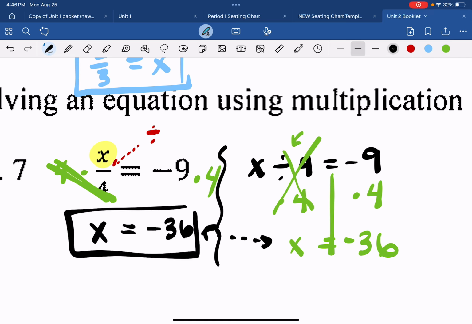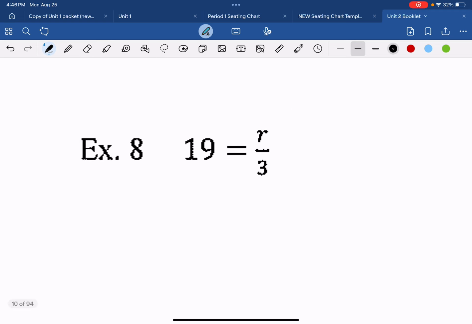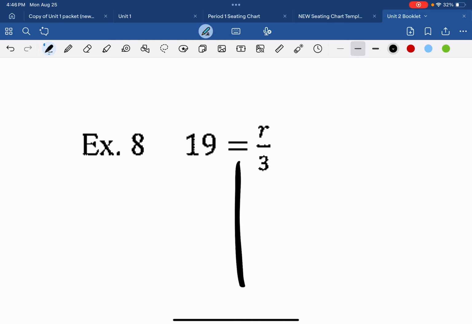All right, go ahead, try number 8. All right, for number 8, here's my mirror line. I'm dividing by 3, so I'm going to multiply both sides by 3. When I multiply by 3, my 3's cancel. Both 3's cancel. So I'm left with r equals, and then 19 times 3 gives me 57.